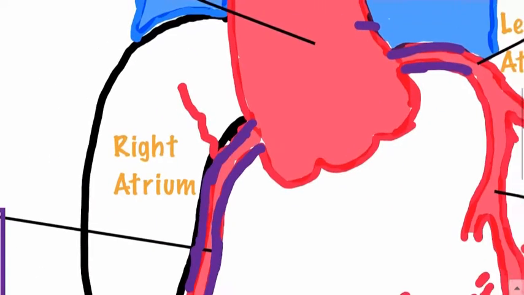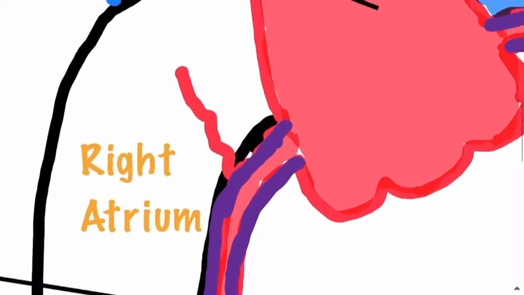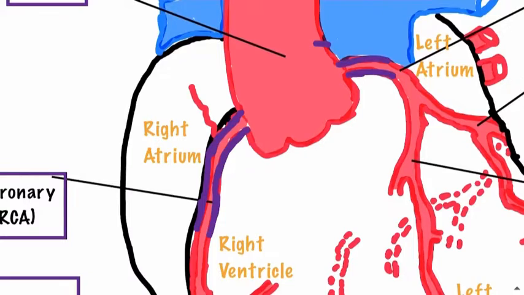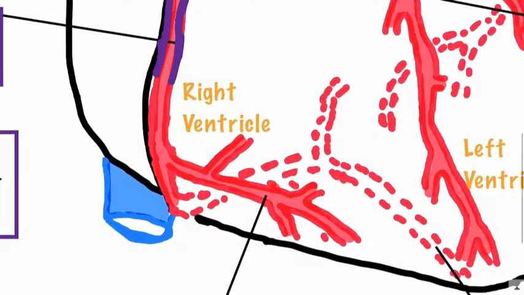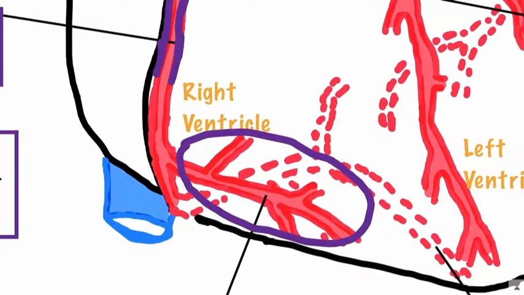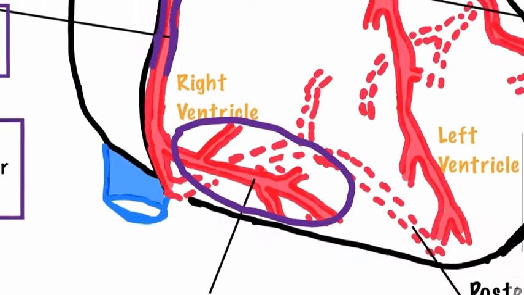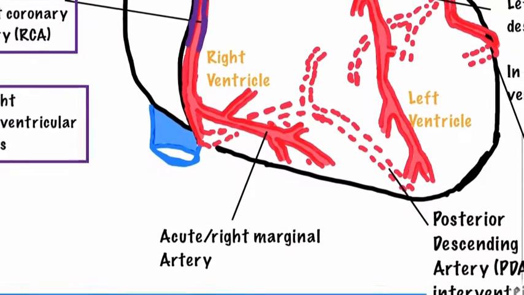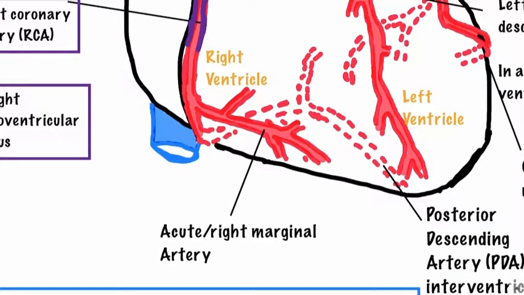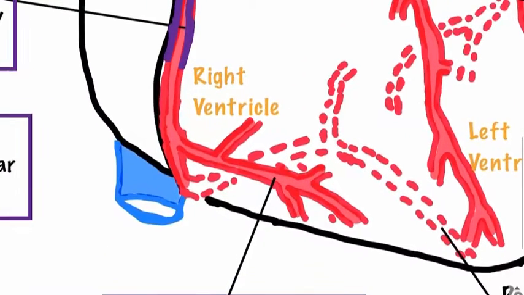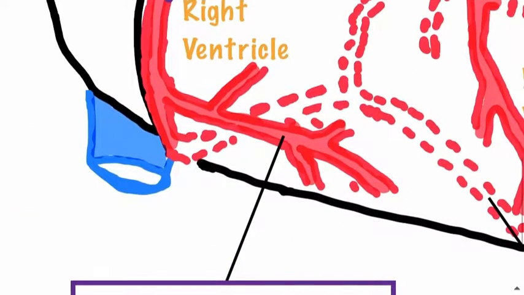which is the sinoatrial nodal branch that supplies blood to the sinoatrial node, and also this one on the right inferior surface of the heart, or we can say on the inferior surface of the right ventricle. This branch of the right coronary artery is known as the acute or right marginal artery. Guys, after giving these branches, the right coronary artery runs posteriorly.